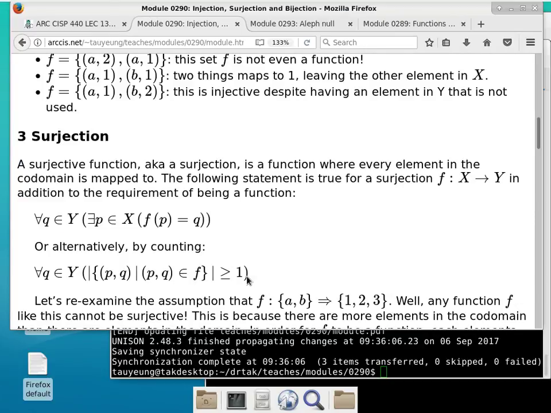The part that's in parentheses in the first line, I'm still a little confused. How do you read that? It says, for every q in y, there exists a p in x such that f of p equals q. Oh, okay. Thank you.